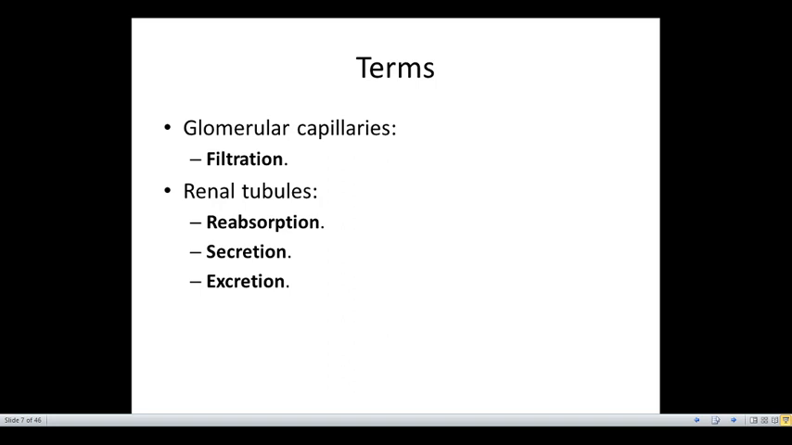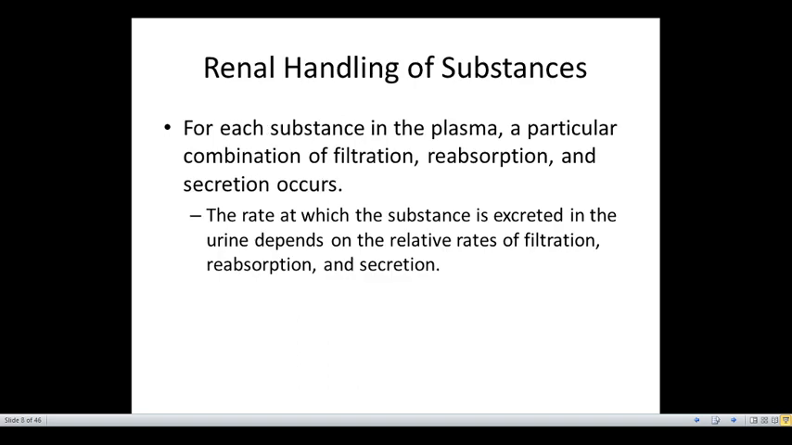Coming back to the topic, for each substance in the plasma, a particular combination of filtration, reabsorption, and secretion occurs. The rate at which the substance is excreted in the urine depends upon the relative rates of filtration, reabsorption, and secretion. Now, there can be four ways by which kidneys handle processing of different substances.